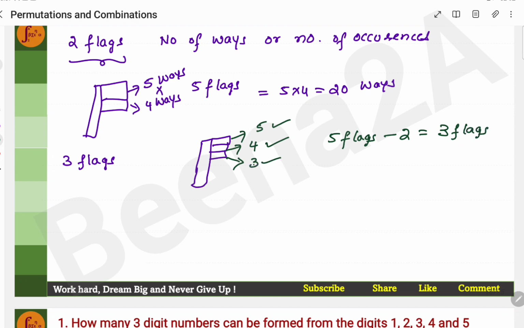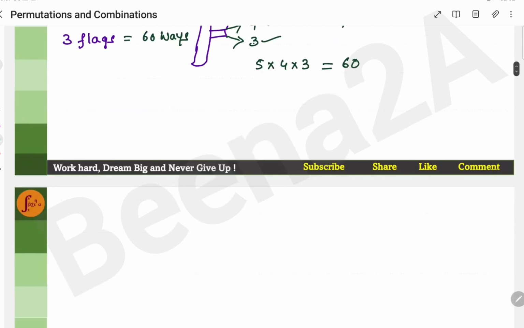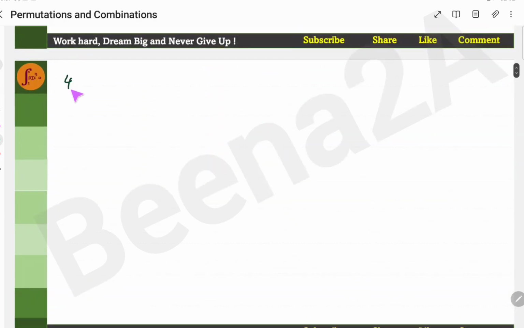So 3 ways. Now I'll multiply. So 5 into 4 into 3. So this is nothing but 60. So 3 flags is 60 ways. Now I'll do the same thing with 4 flags.